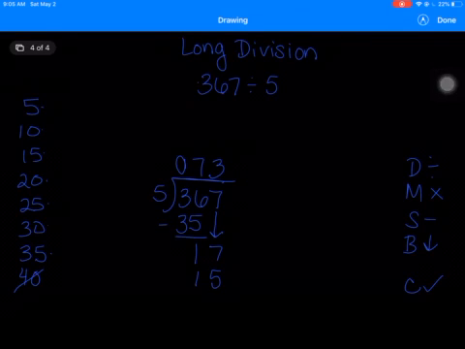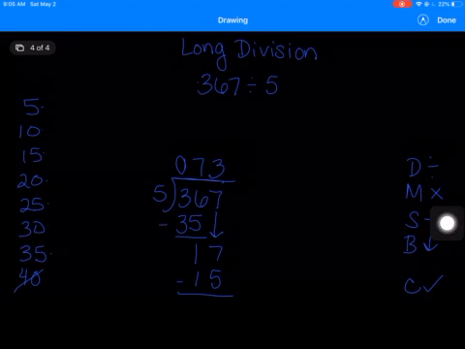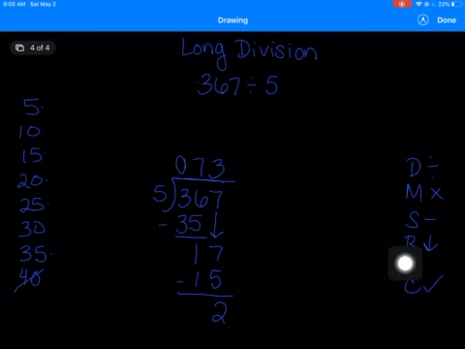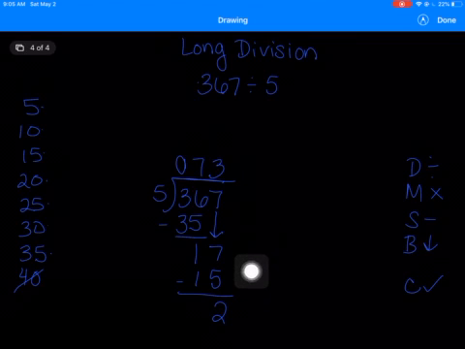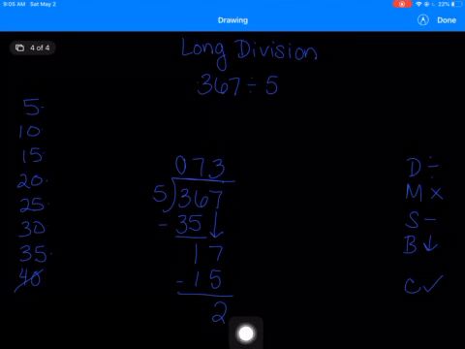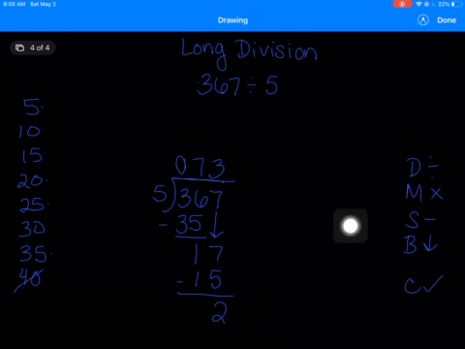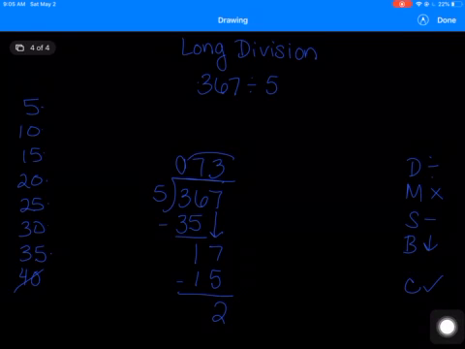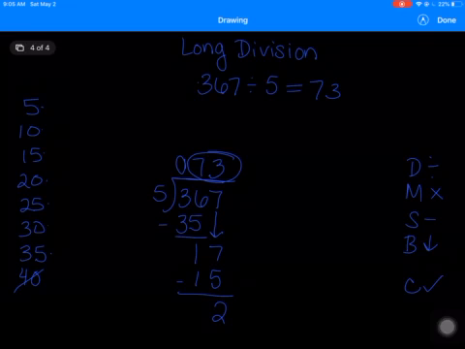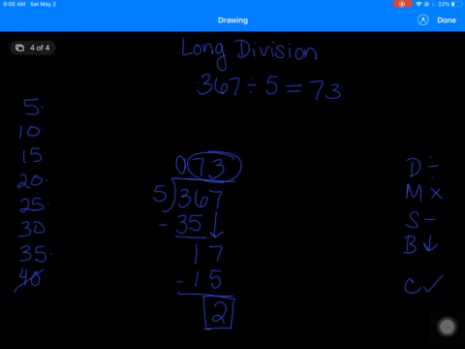That was the multiplication step, and now we're ready to subtract. So 17 minus 15 gives us 2. We're now to that bring down step, and at some point you will have to skip the bring down step because there's nothing else to bring down, and that's the case right now. So we're all done. We have our answer up here, 73, and we have a leftover right here, 2. So our answer is 73 remainder 2.